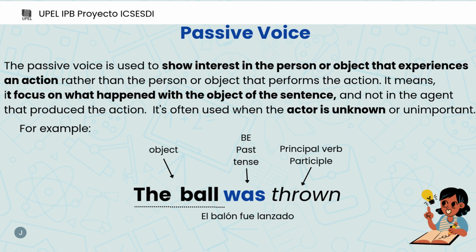For example, the ball was thrown. What happened? The ball was thrown. That's the really important action. So we don't know exactly who produced the action. We don't focus on the subject or agent of the sentence.